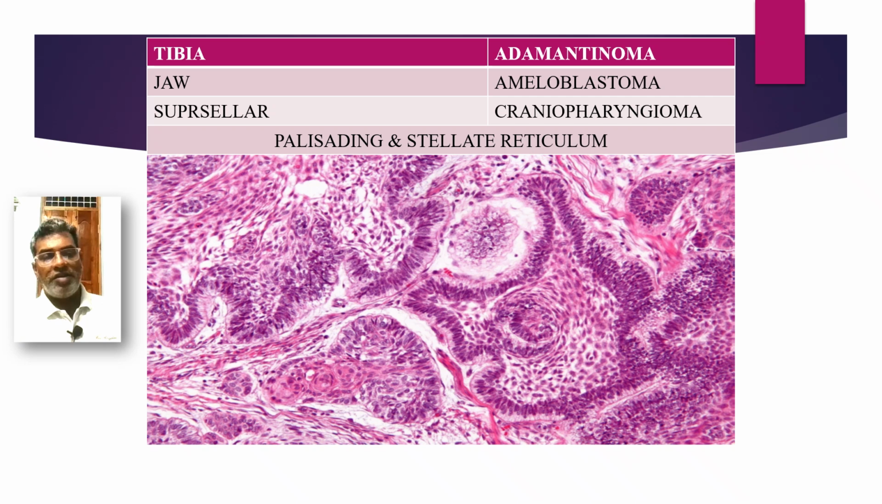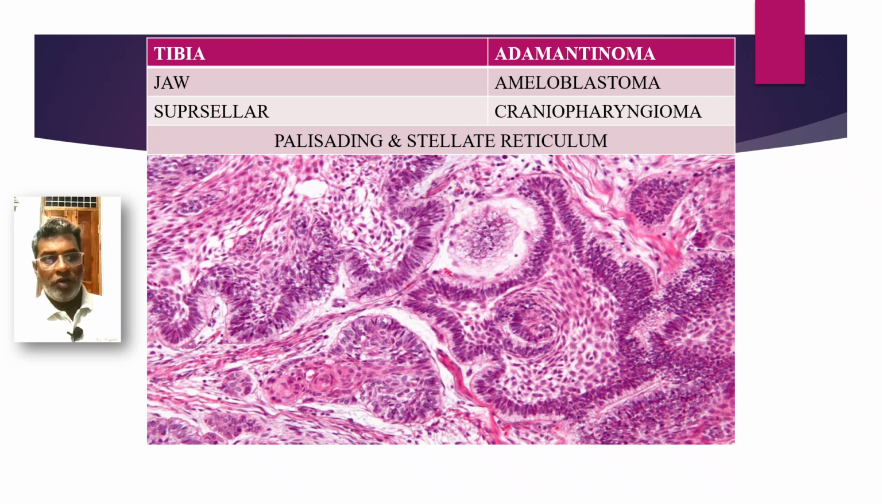Till now we have discussed all the important tumors of the bone pathology. Only one is remaining, that is adamantinoma. In the history, if they have given tibia or the tibia is involved and the microscopic picture is like this, or if the jaw is involved and the microscopic picture is this, or suprasellar region is involved and the microscopic picture is like this. In all these cases, you have to remember two important points.